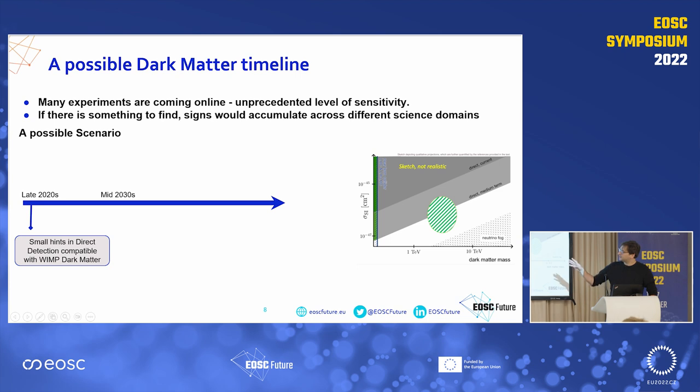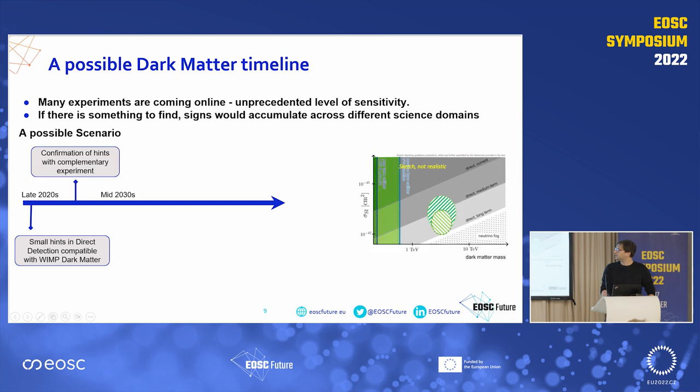So we might see, in the late 2020s, some small hints of direct detection that are somewhat compatible with what's called WIMP dark matter, weakly interacting massive particles. And then these hints might be confirmed by different experiments. Very often we build experiments that are complementary in the technology they use, so that we can cross-check. But this, of course, requires that the data is public and that we can make this cross-examination.